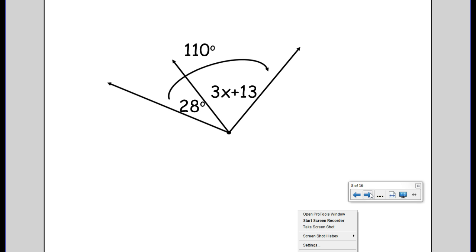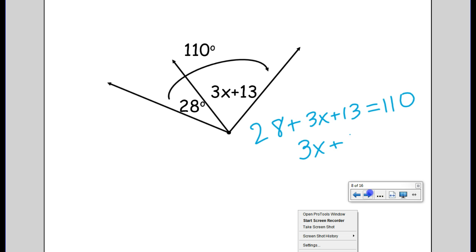Raise your hand if you can set this up for me. Beautiful. Awesome. We're going to combine like terms. 3x plus, what is that, 41, equals 110. Subtract 41 from both sides. 3x equals 69. That's divisible by 3. Divide by 3, divide by 3.